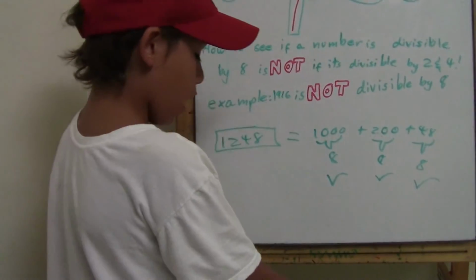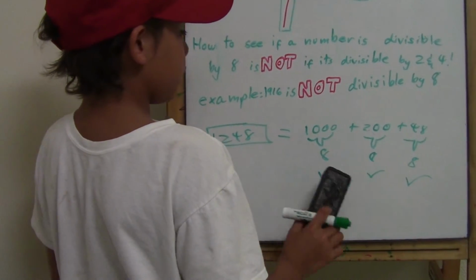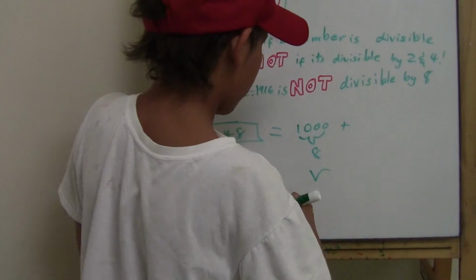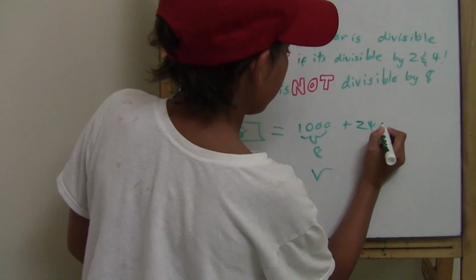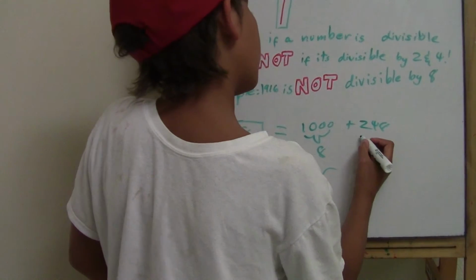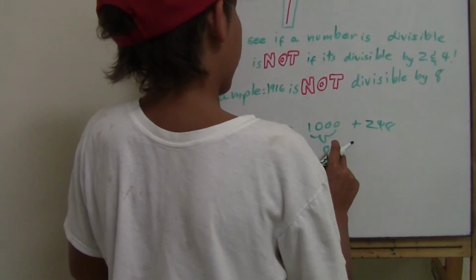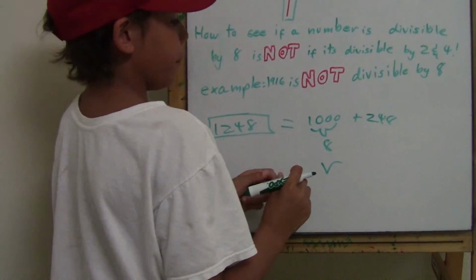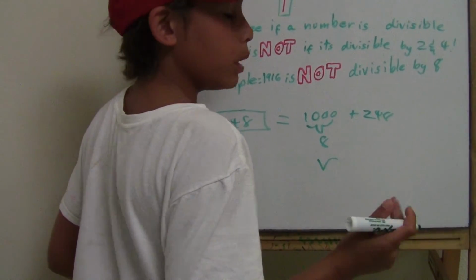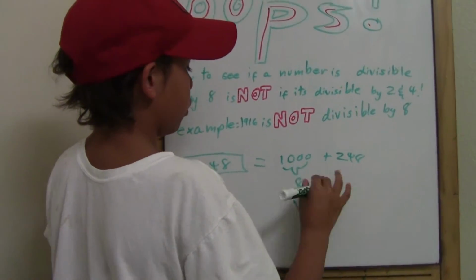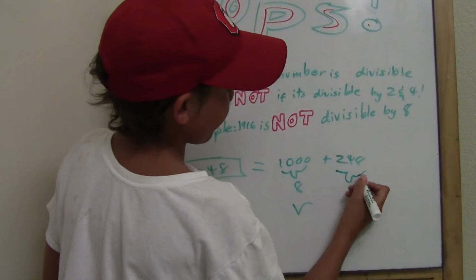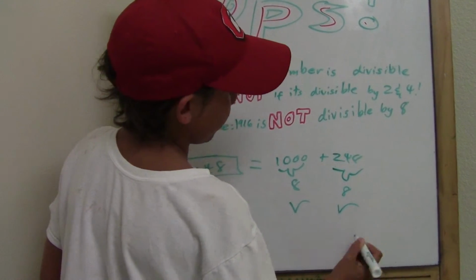So how do you find that the last 3 digits are divisible? You can do it this way, like you were thinking: you made it into a longer sum. You took the 1,000 out of 1248, which we already checked is divisible by 8, leaving 248.